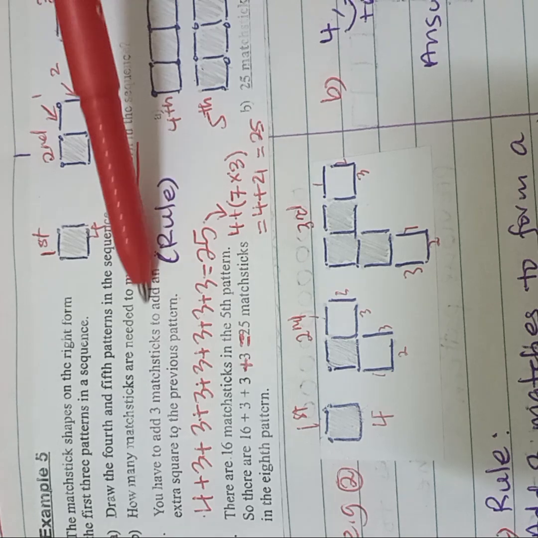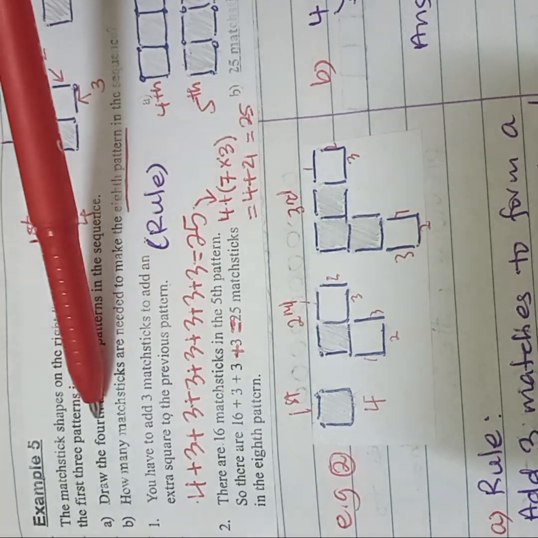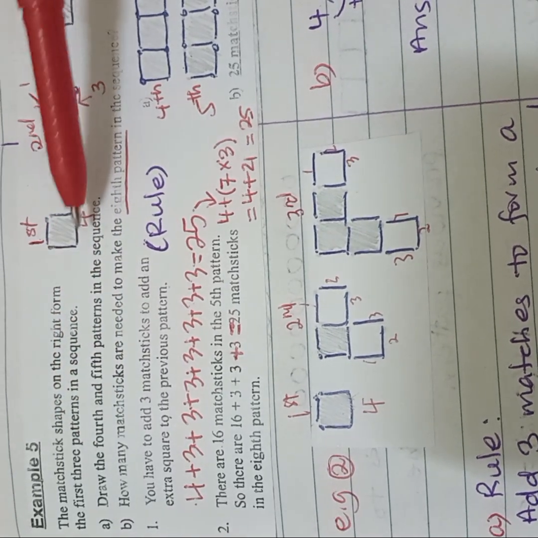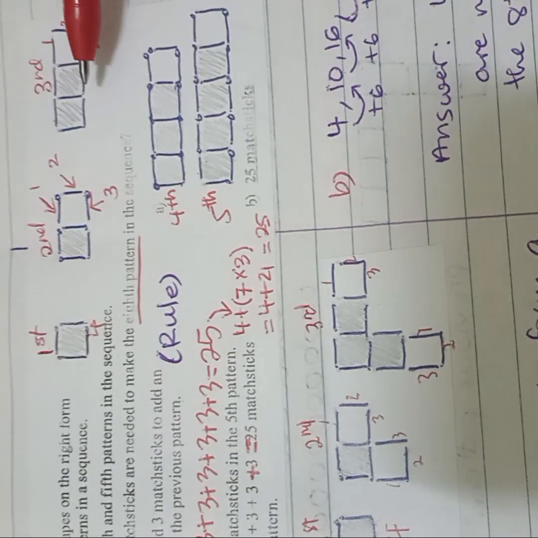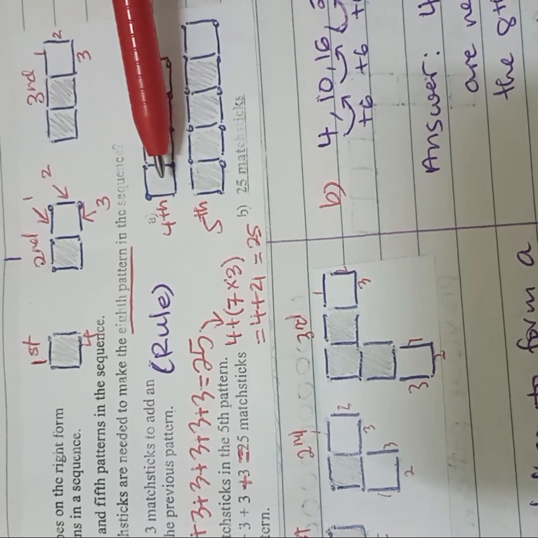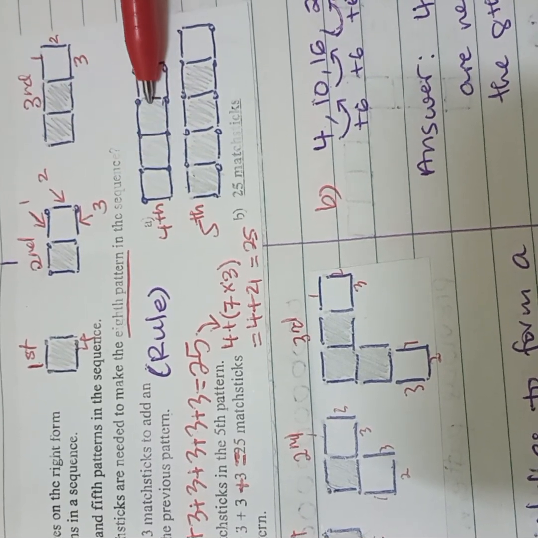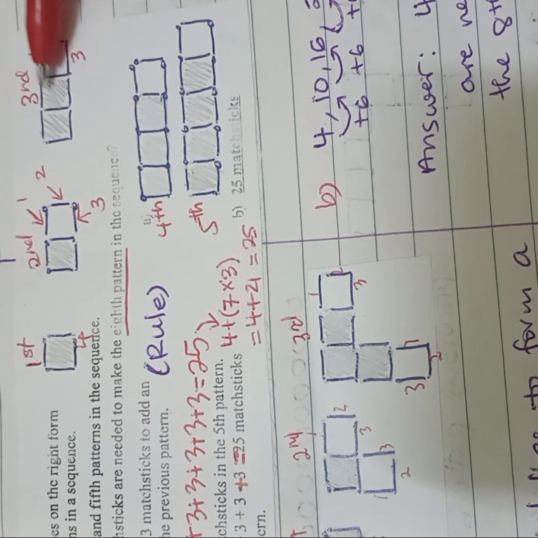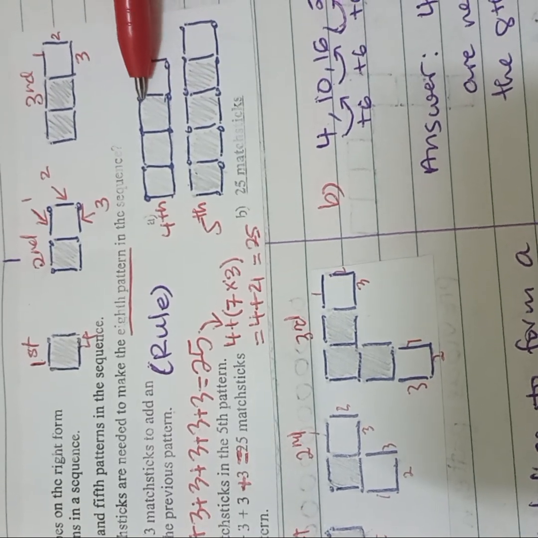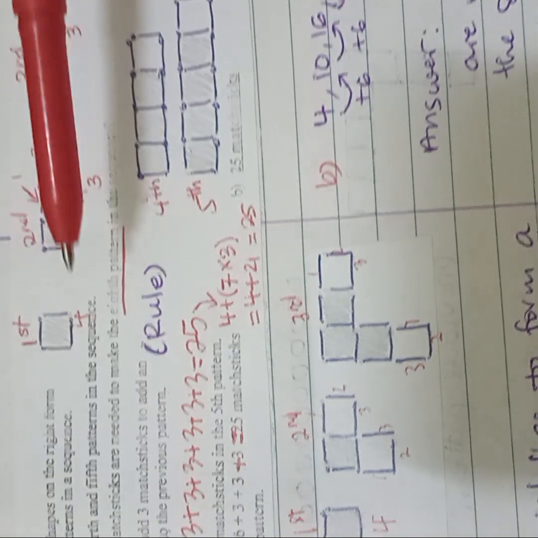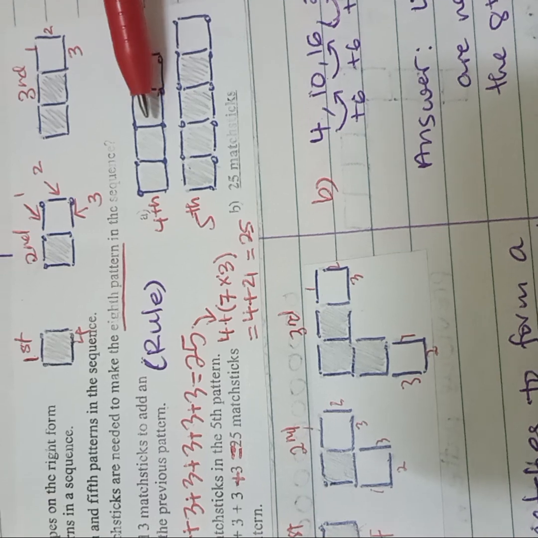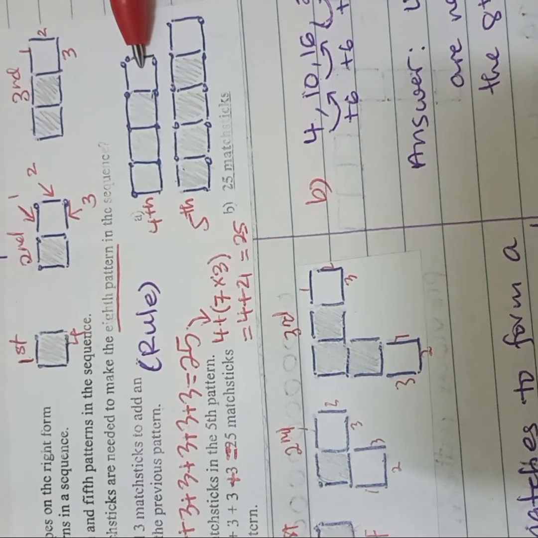Alright, after we find the rule, we can now enter part A, which says draw the fourth and the fifth patterns in the sequence. So we have stopped on the third one, which has 3 squares in it. Now we continue from the third and build up to get the fourth pattern. So from the existing third pattern, where we have 3 squares, we now follow the rule where we add 3 more matches to the right side, 1, 2, 3, and we get the fourth pattern.